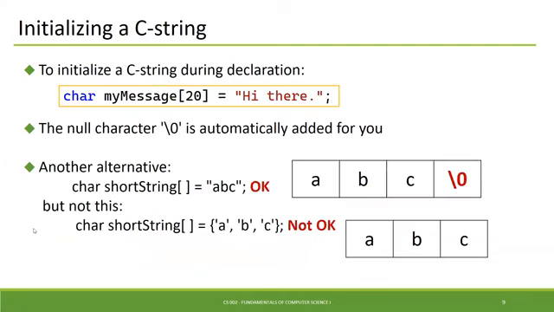Look at this one. This is some way of initializing the C string. Make a char array, and you can initialize it with double quotes. And look at this one. This is okay.